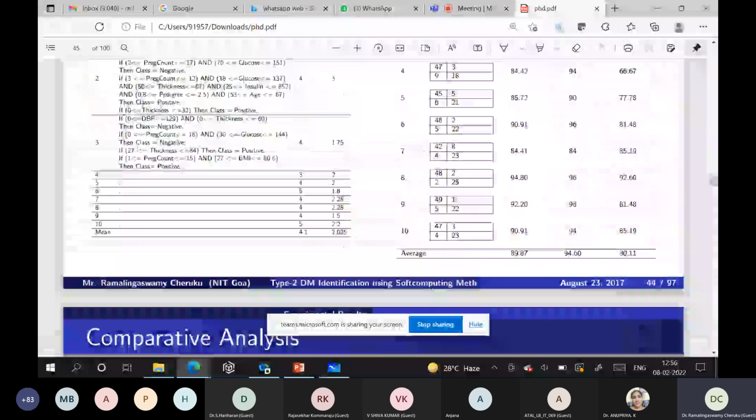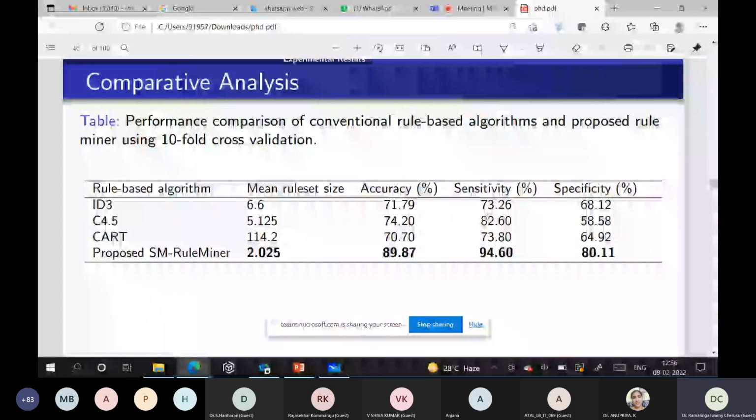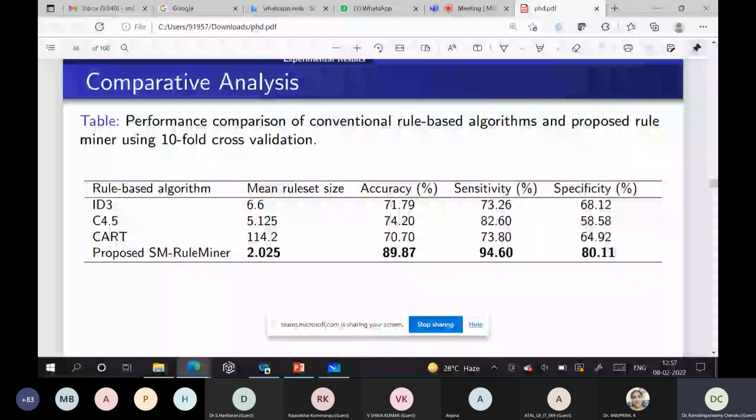Right. And on average, the rule set size is 2. So this was some of the results. As I mentioned, we compared with respect to the state-of-the-art algorithms: ID3, C4.5, and CART, and our proposed algorithm. On average, the ID3 rules generated are 6, and C4.5 similar, but CART is too heavy. The rule set is nearly 100 rules, but with our proposed algorithm, the average rule length is nearly 2.